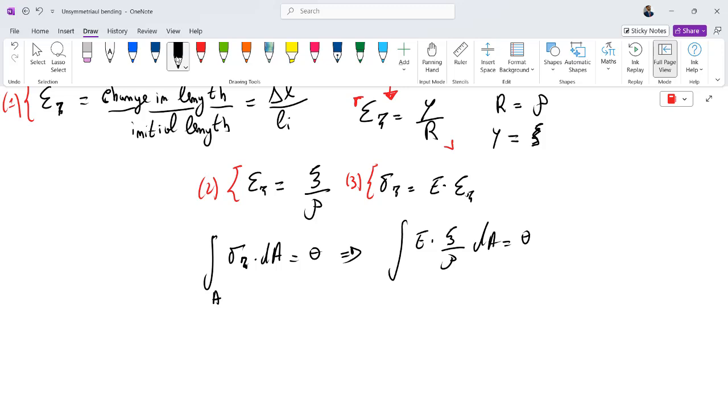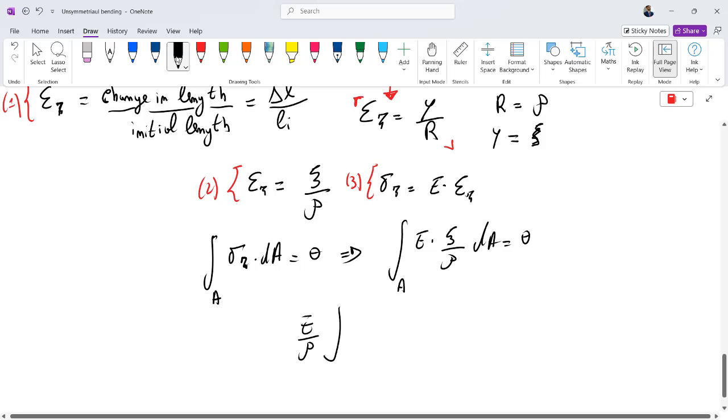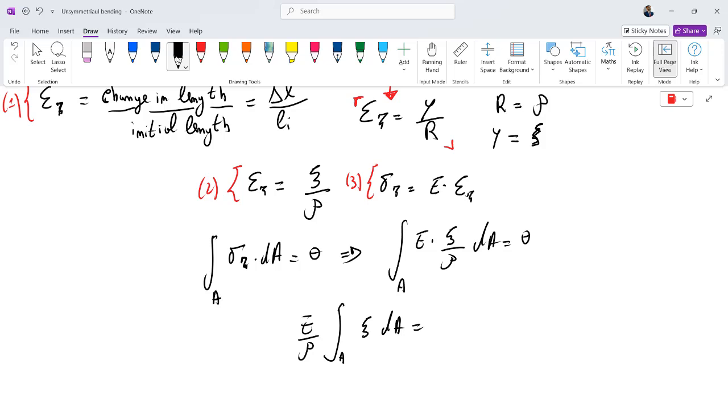Young's modulus and the radius rho are constant quantities. We can extract them from the integral sign, so we have E divided by rho times the integral on the whole cross section of zeta times dA equal to 0. That means that the integral on the whole area of the cross section of zeta times dA is equal to 0. So this is the proof that the first moment of the area of the cross section is equal to 0, so il momento statico è uguale a 0.